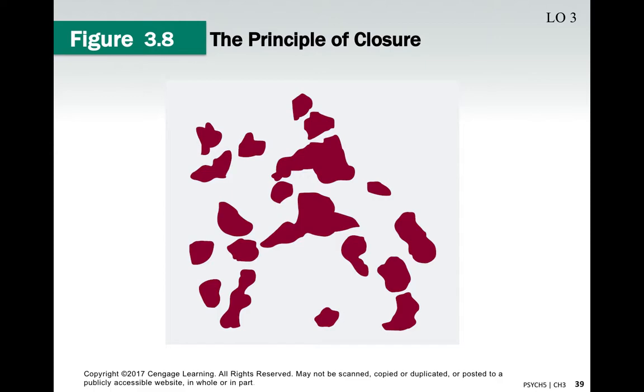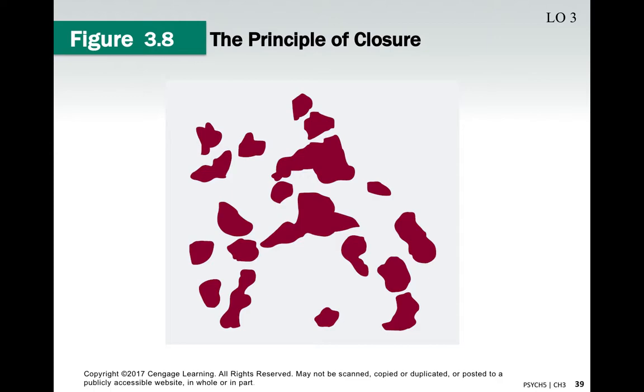And this is what is known as the Gestalt principle of closure. We talked about Gestalt psychology a little bit in chapter 1. But the idea behind Gestalt psychology, a German perspective in psychology, is how do we organize all this sensory information, specifically visual information? And a lot of it is done automatically by our brain. We fill in the gaps.